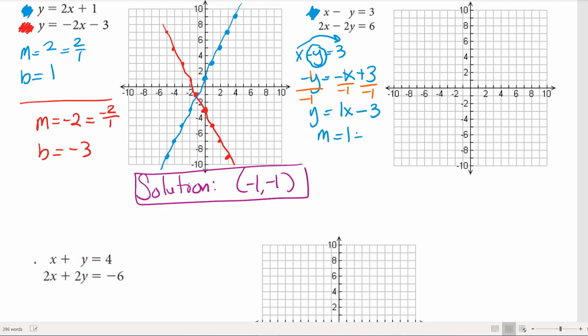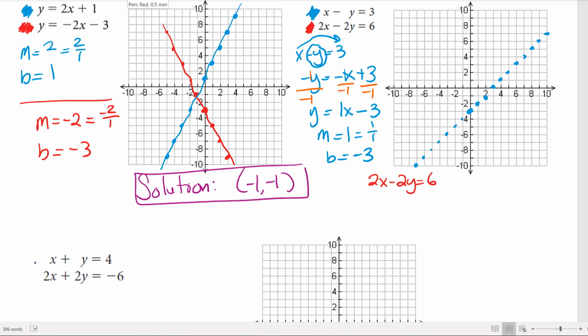So my slope is 1, or 1 over 1. My b is negative 3. So I put a pencil on my y-axis at negative 3. Rise 1, run 1, rise 1, run 1, all the way off my picture. I could also go down 1, left 1, all the way off my picture. I'm going to leave those as dots for now. Then I'm going to come back and grab my second equation, which is 2x minus 2y equals 6.